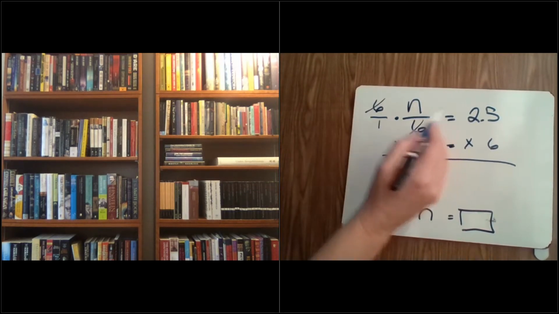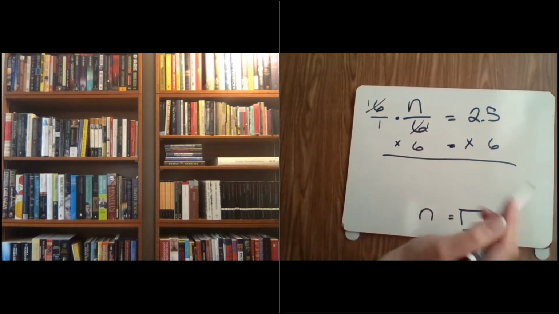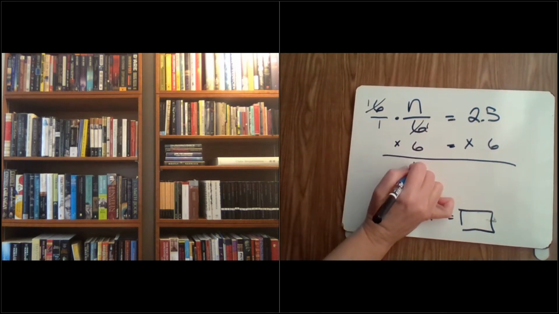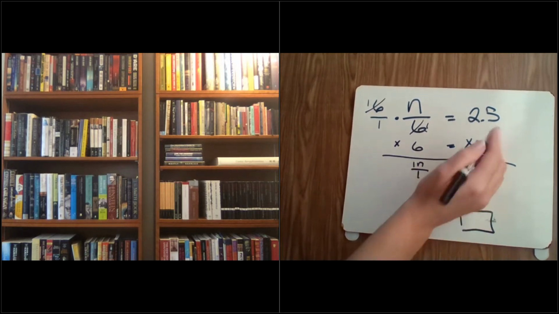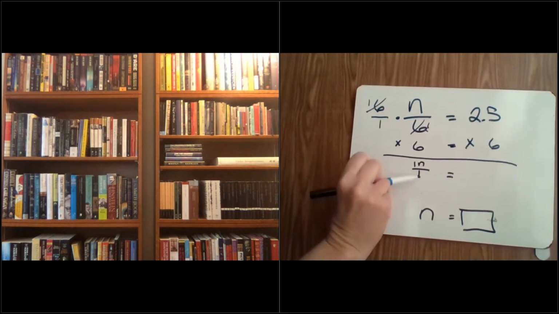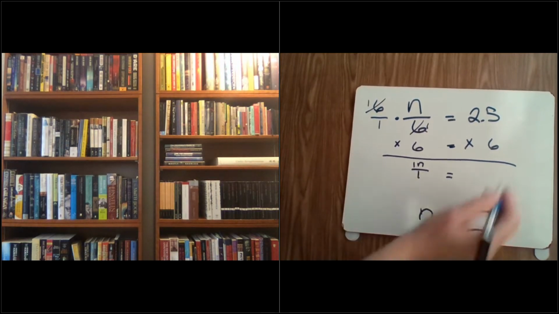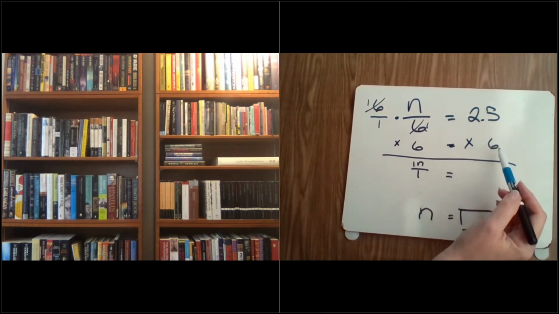Now I can cross simplify. Both of those divide by 6, which leaves me with a 1 and a 1. So I'm left here with 1n over 1, which is the same thing as just saying n. It's like what we had before. This is correct. It just looks weird. This is proper formatting down here. But we're not finished yet. We still have to deal with 2.5 times 6.